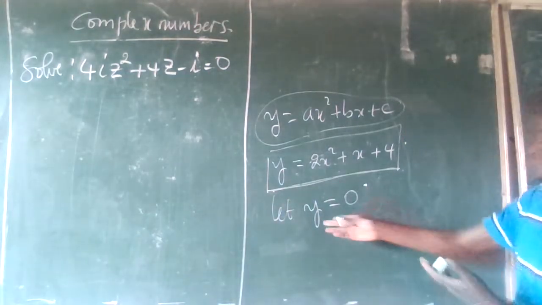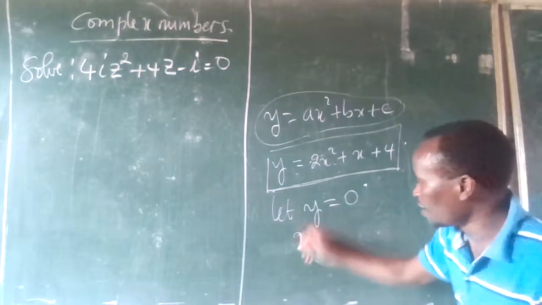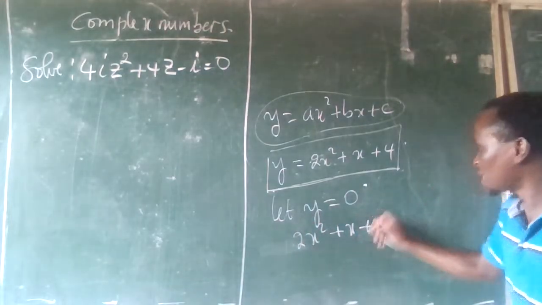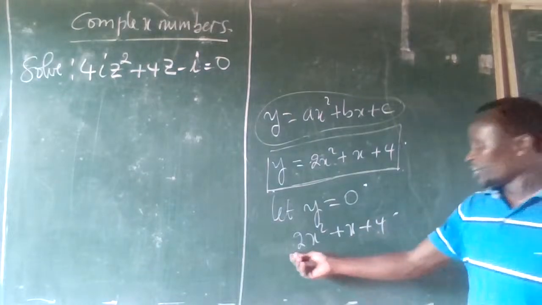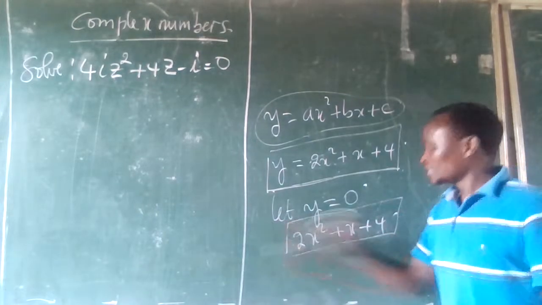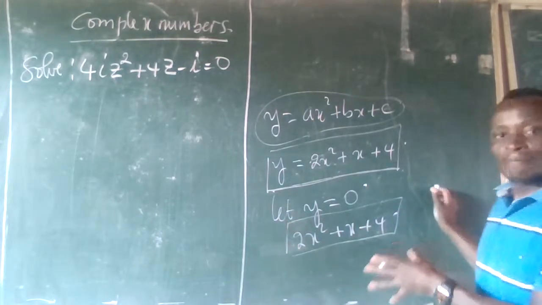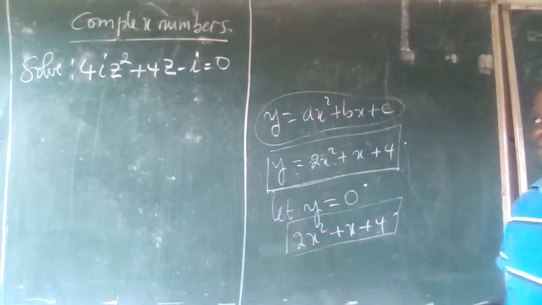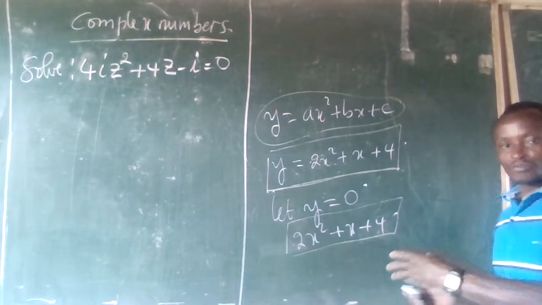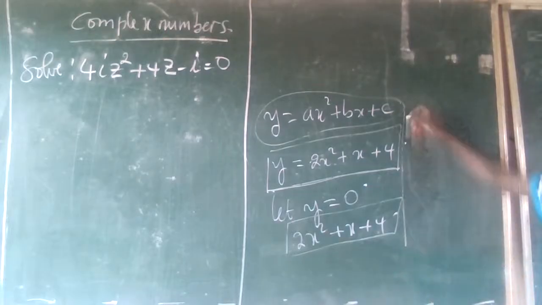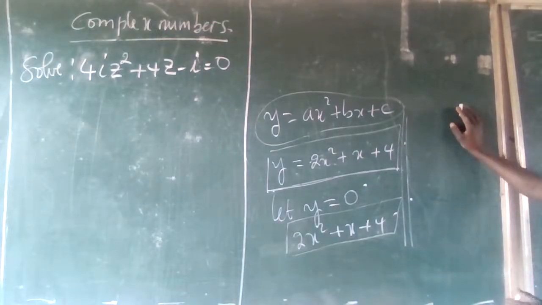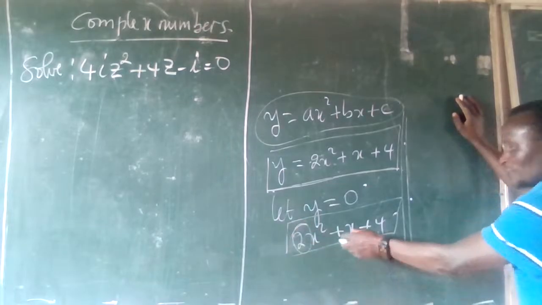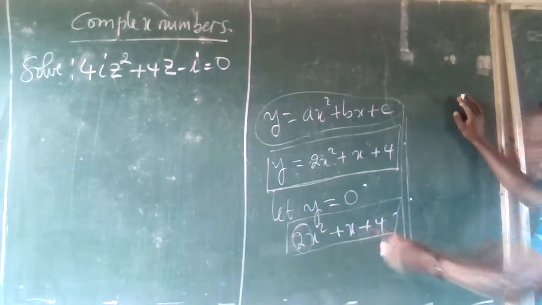Now, how should we solve this? We have 2x squared plus x plus 4. In order to solve this quadratic, we are going to use delta. How should we solve this one? First of all, we have to know what we have here, here and here.